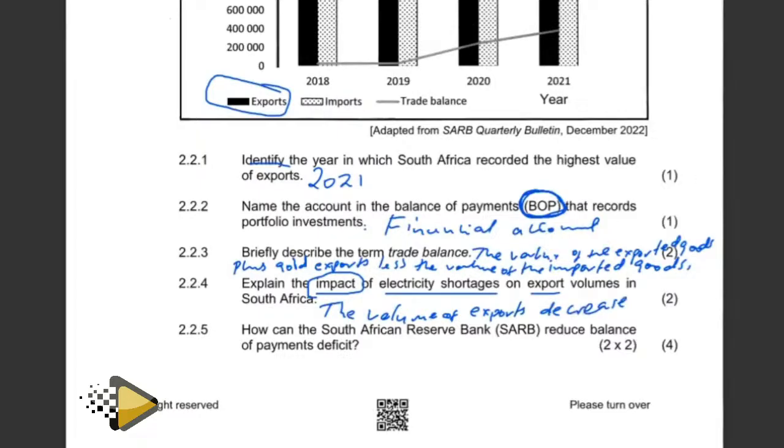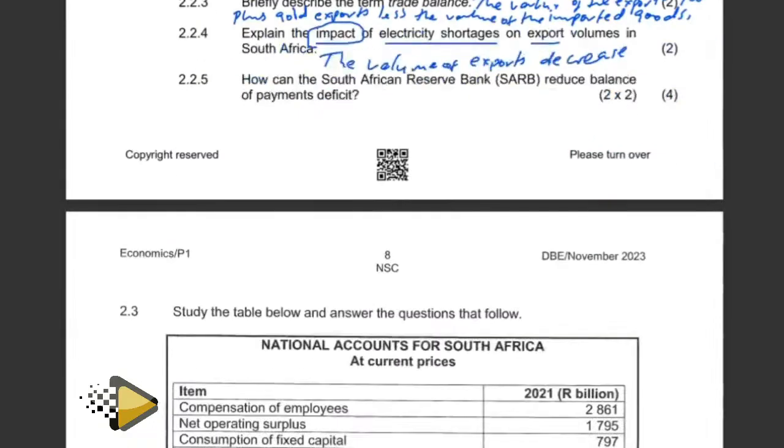Okay, right, grade 12. So now moving on to the next question. The next question we have is 2.2.5, and it reads as follows: How can the South African Reserve Bank reduce the balance of payments deficit?